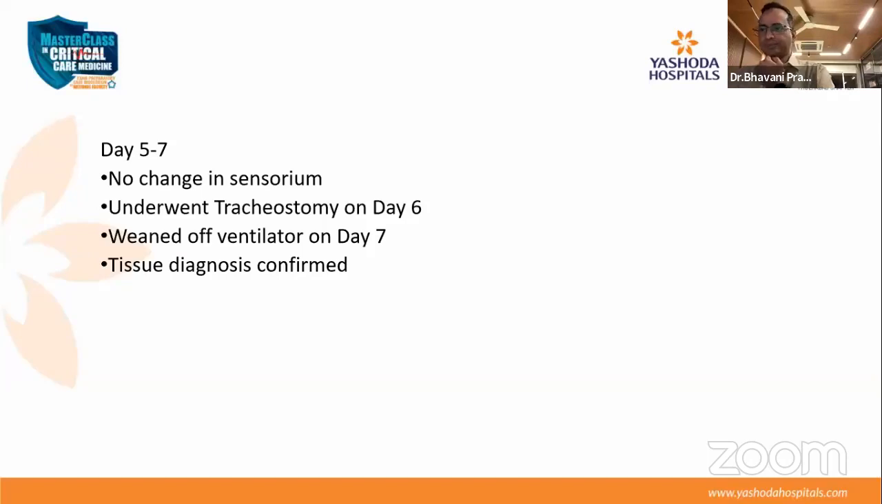If the patient is showing increased muscle weakness, or the patient is already intubated and you have difficulty in weaning, try to measure the phosphate, and if the phosphate is less than 1 mg, you need to correct the phosphate so that it helps in weaning off the ventilator as well.